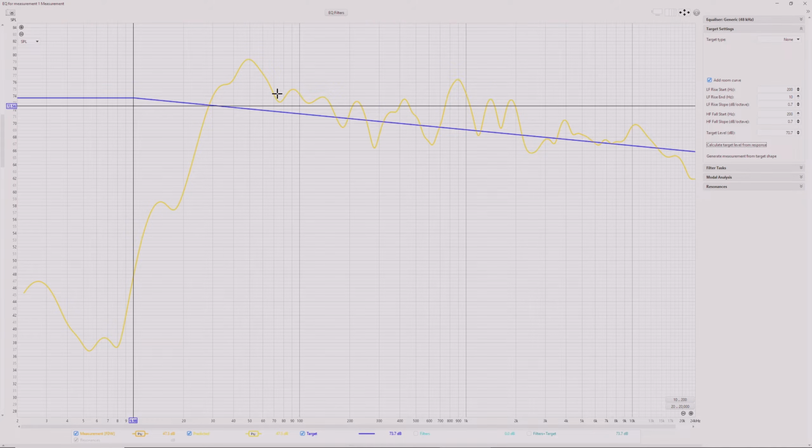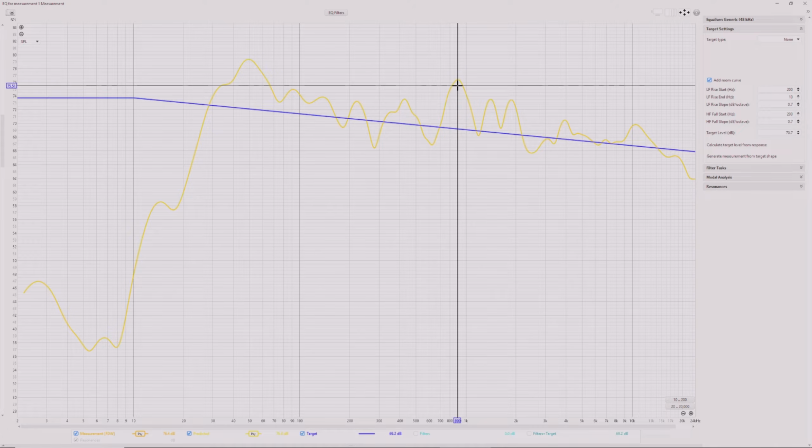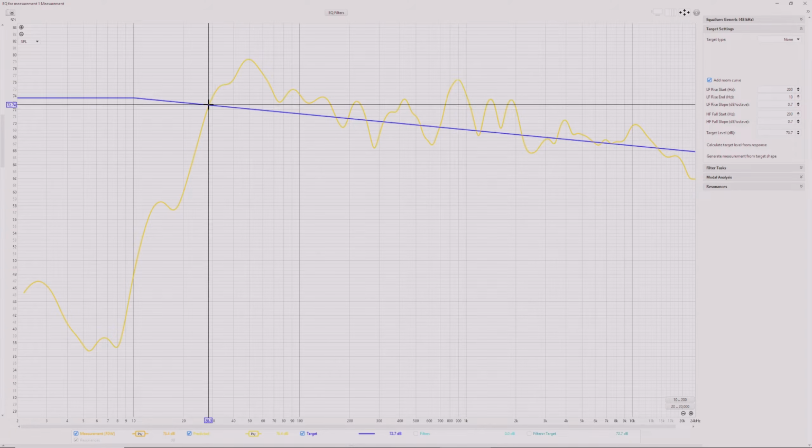There is a problematic boost in this area, especially here at 50 Hertz. And there's another even bigger boost here at 900 Hertz. The rest seems okay, in fact. And from the lowest bass to the highest frequency, the total drop is around 6 dB at a straight slope. This is how the curve should be for best sounding response to human beings. Let's generate a measurement from that.